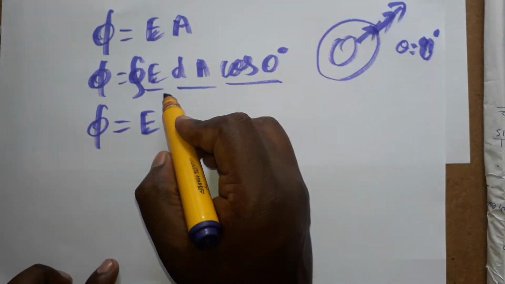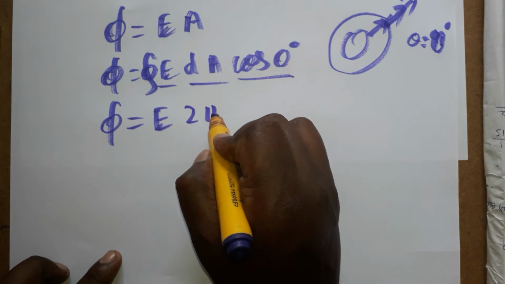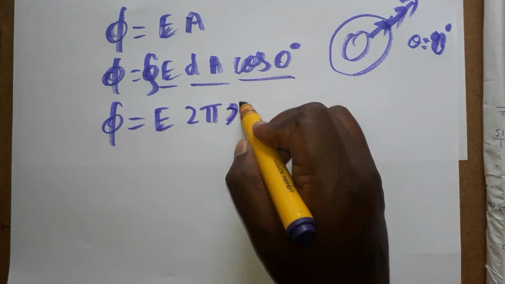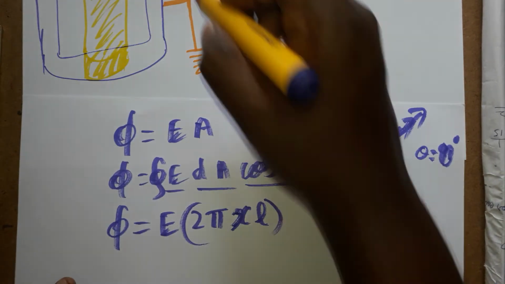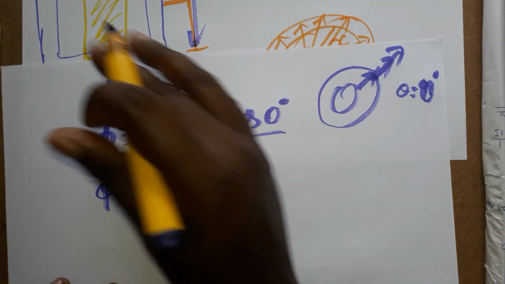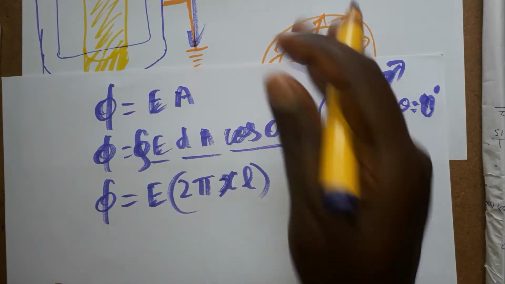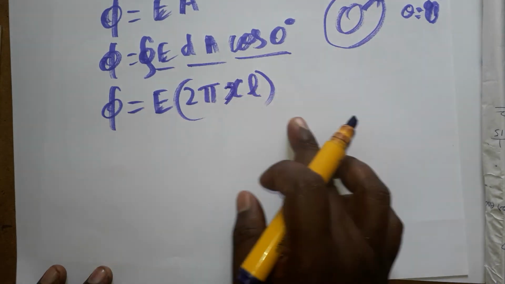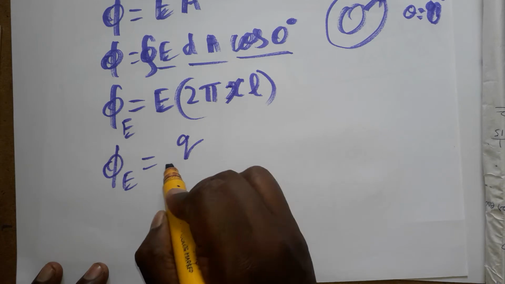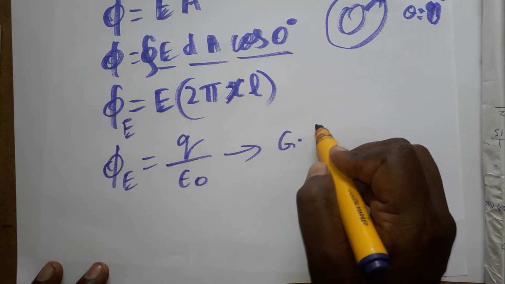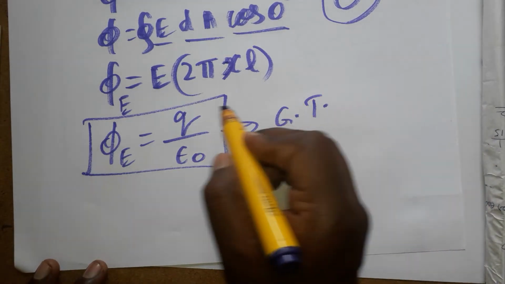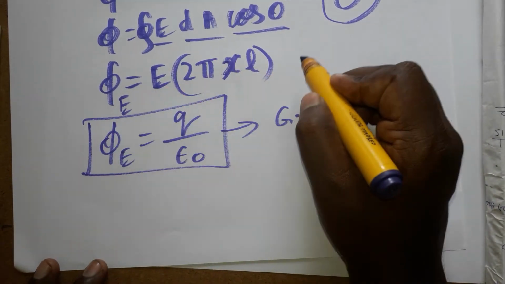Which is going to be the integration of dA, equal to 2 pi x L. L is the length of the cylinder, the height of the cylinder, and x is the radius of the cylinder which we have taken as the Gaussian surface inside the hollow cylinder. So this is the electric flux. Again, electric flux is equal to q divided by epsilon naught according to Gauss's theorem. Here, the flux we got from the Gaussian surface.